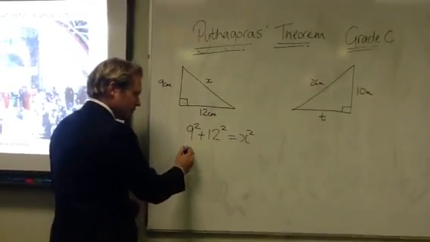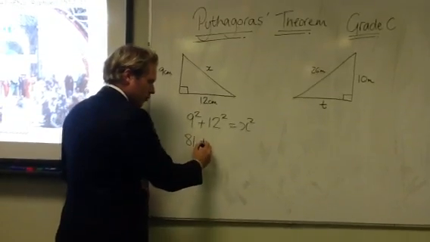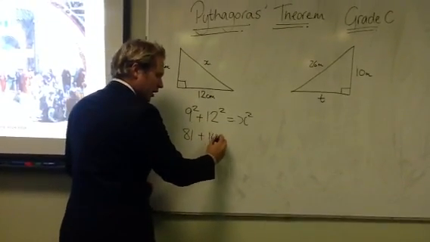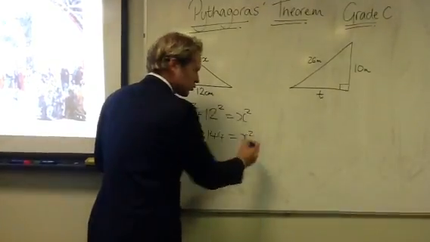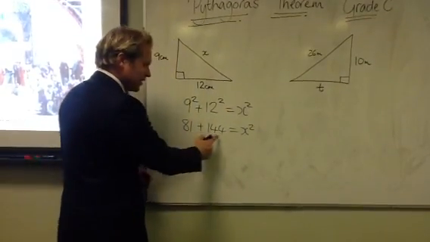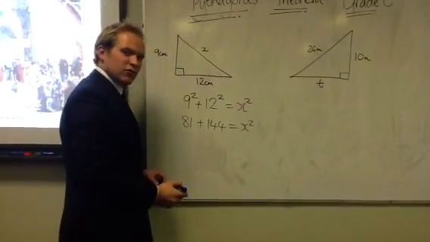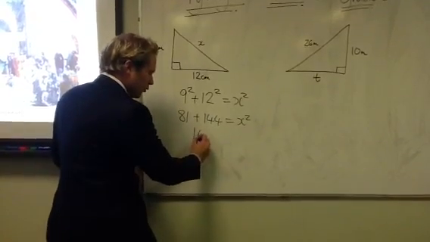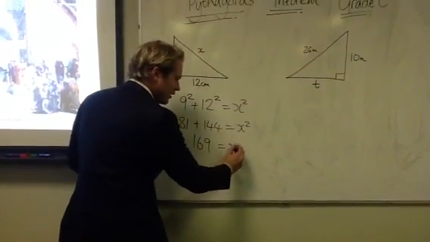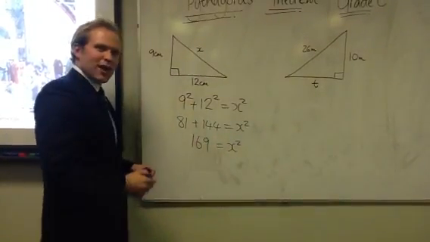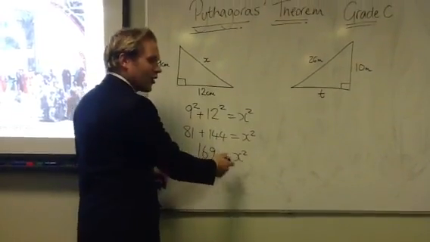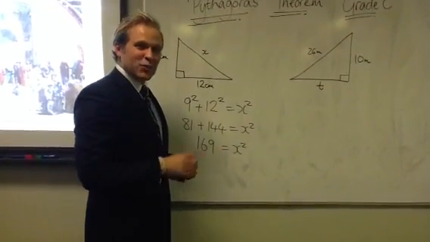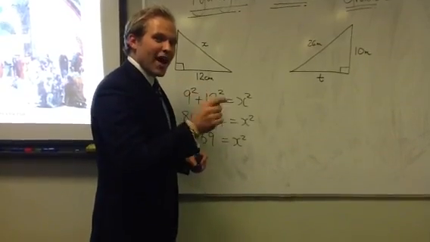9 squared, 81, plus 12 squared, 144, will equal x squared. If we then add these together, 81 and 144, we get 169 equals x squared. Now, we don't want to necessarily know what x squared is. We want to know what x is.